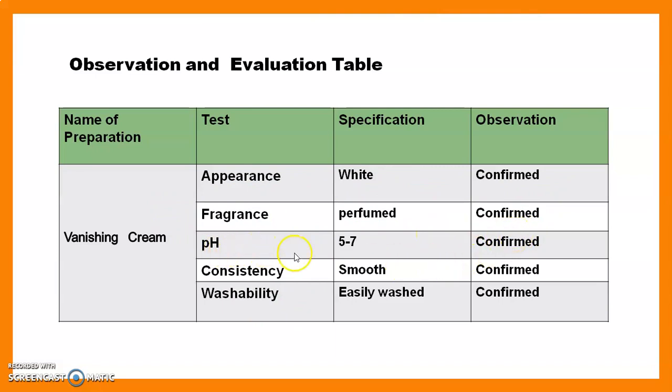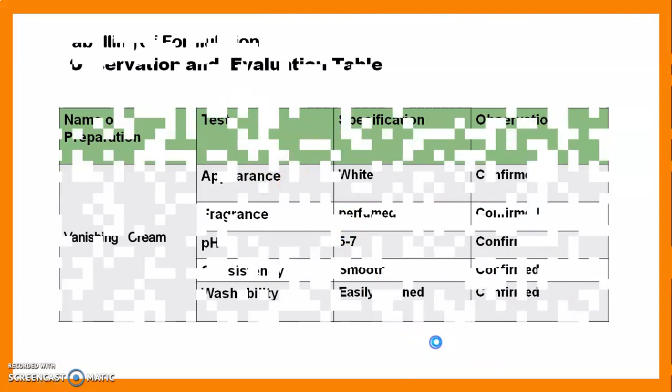And pH. The pH is between 5 to 7. We confirm that test. Consistency: we see that our preparation's consistency is smooth. We confirm that test. Washability is easily washable. We also confirm that test. This cream is an oil in water type of emulsion. That's why it is easily washed. All the tests we should confirm and evaluate. After that, we see the labeling of the formulation.